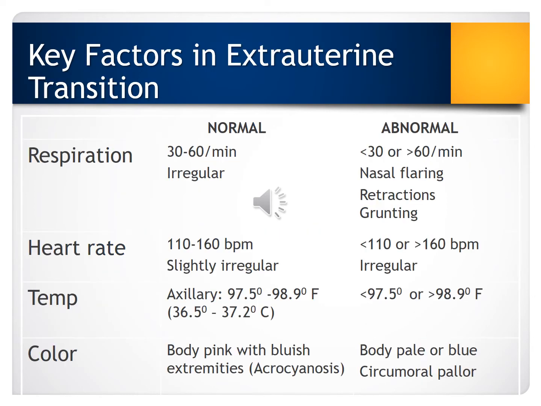Here I'm just giving you another chart to talk about key factors in that transition. So what normal respirations, heart rate, temperature, and color should look like, knowing that acrocyanosis is a normal part of transition. And again, that's why babies usually don't get a 10 on their APGARs, because their extremities, there's 1 point taken off because the extremities may still be blue.